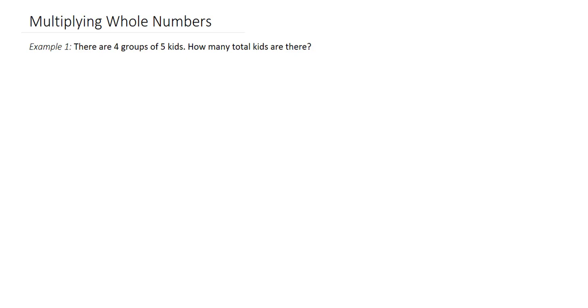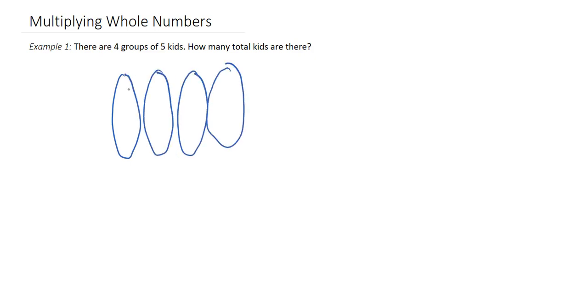Multiplying whole numbers. Example 1. There's 4 groups of 5 kids. How many total kids are there? So let's visually think about this first before we look at the numbers. So we have 4 groups. And then there's 5 kids in each one.